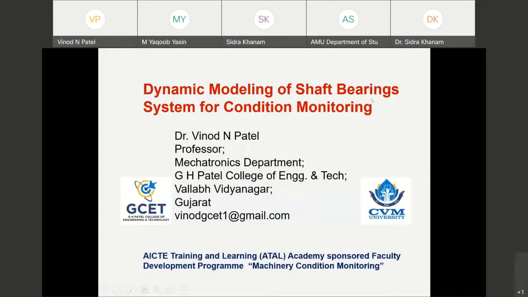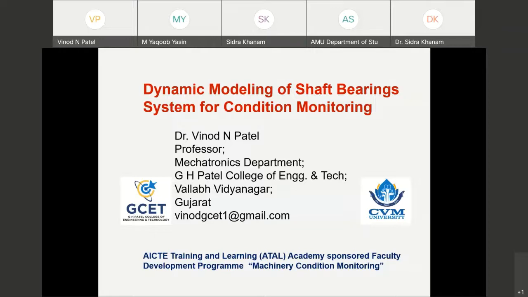Now today's lecture is lecture third of day 2, and the topic of the lecture is dynamic modeling of shaft bearing system for condition monitoring. This lecture will be delivered by Professor V.N. Patel, who belongs to the Mechatronics Department, G.H. Patel College of Engineering and Technology, Vallabh Vidyanagar, Gujarat. This program has been sponsored by ATAL Academy, and this faculty development program is organized by Aligarh Muslim University. Now we have to welcome Professor V.N. Patel.